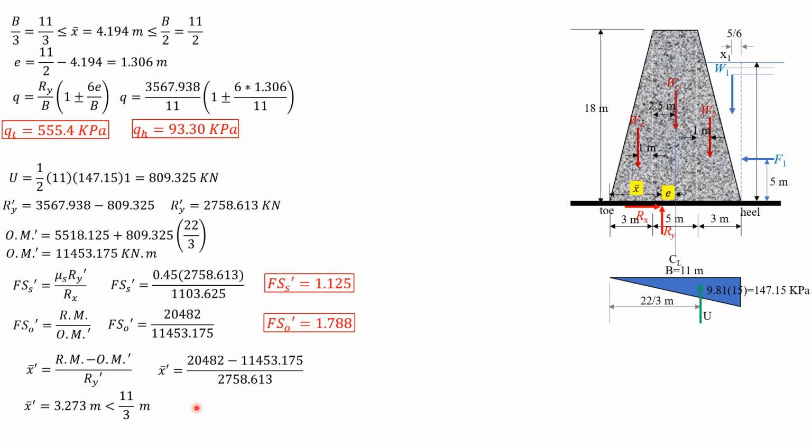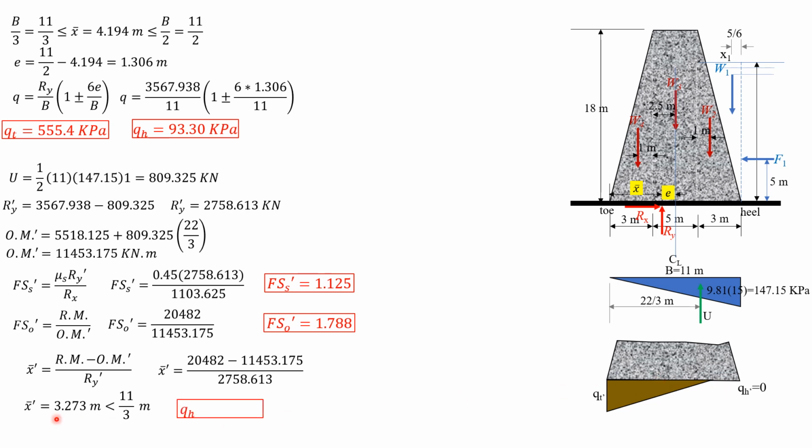Therefore, the soil pressure diagram is triangular, maximum at the toe, then the length of contact is 3 times x bar. The soil pressure at the heel would be 0, as shown here. So if this is the base of the dam, this is the soil pressure diagram. Maximum at the toe, Qt prime, then 0 at the heel, Qh prime is 0. And the length of contact is 3 times x bar prime. So Qh prime is 0 kilopascal.